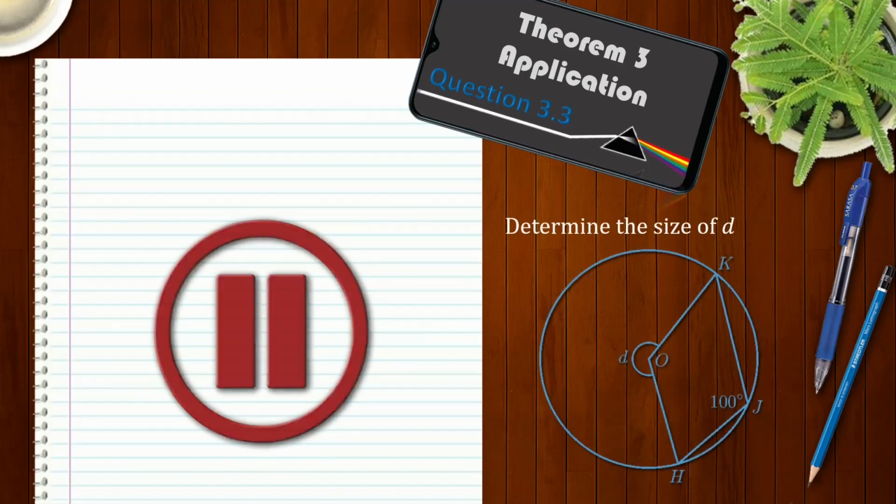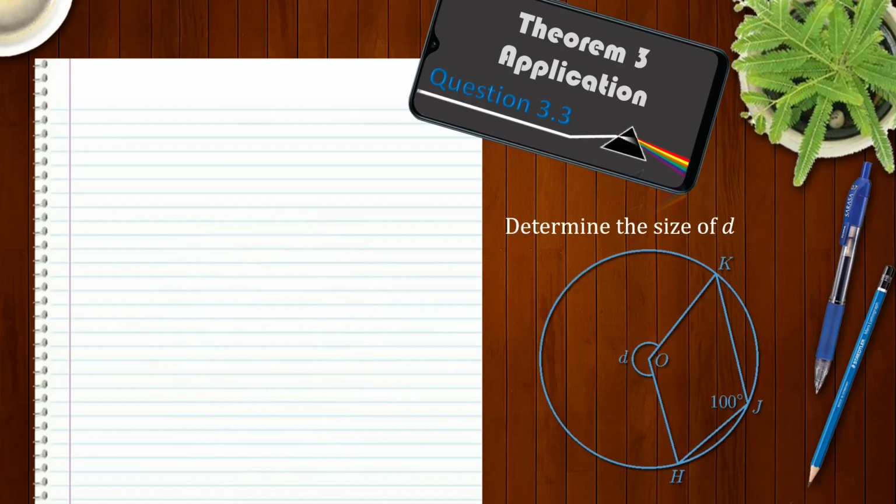Then determine the size of D. This is just in a different shape, but D again is twice that angle. So D is equal to 200 degrees. Again, angle at center is 2 times the angle at the circumference.